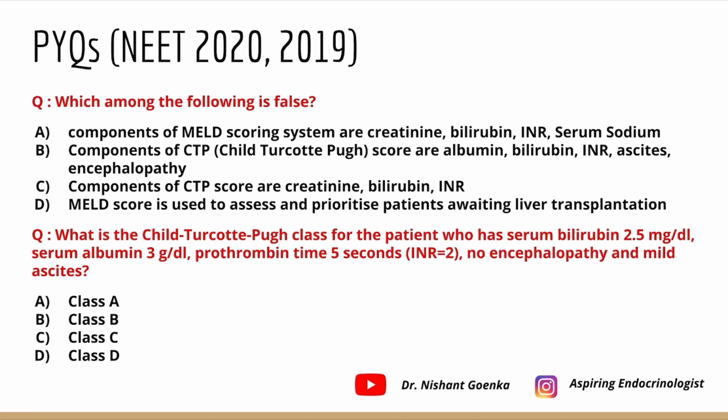And the second question is, what is the CTP class for the patient who has a serum bilirubin of 2.5, serum albumin 3 grams, prothrombin time 5 seconds, INR 2, no encephalopathy, and mild ascites, where you have to calculate the score and comment on the class which it belongs to. So before coming to the answer, let us quickly go through the topic and what it comprises of so that we have the idea regarding the answer.